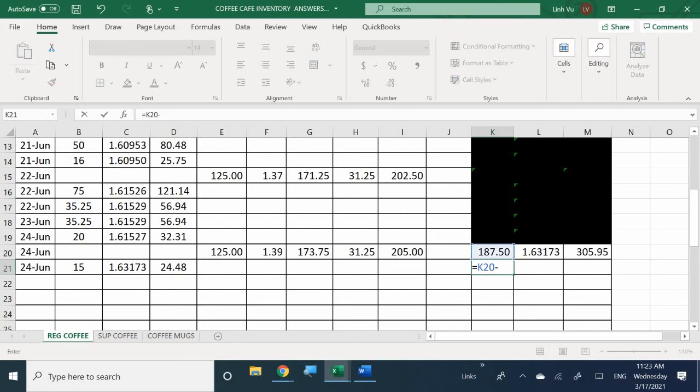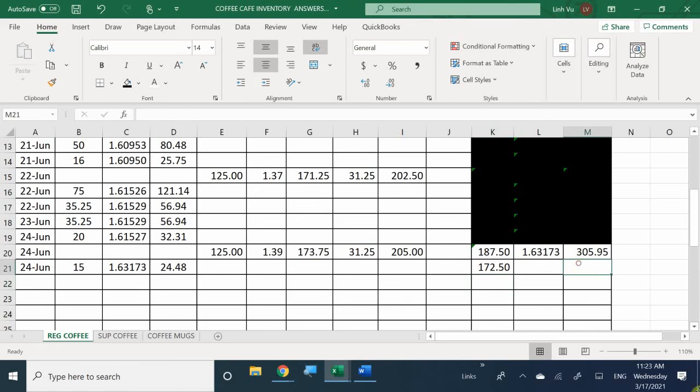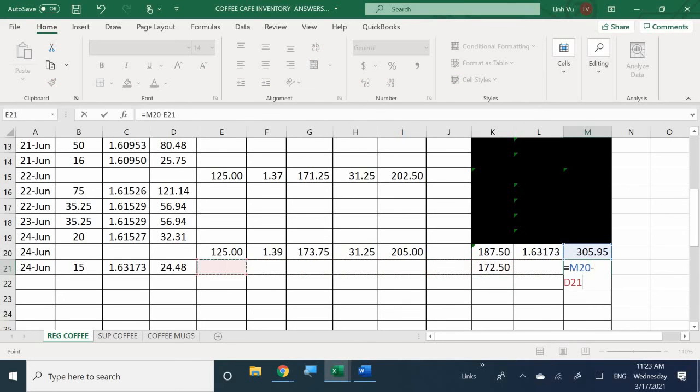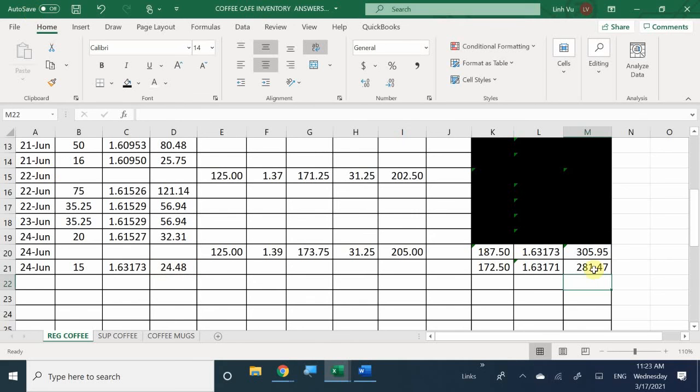Let's update my inventory. So if I sold 15 pounds, how much should I have left? 172.50. And what is my new total cost? 281.47. Good.